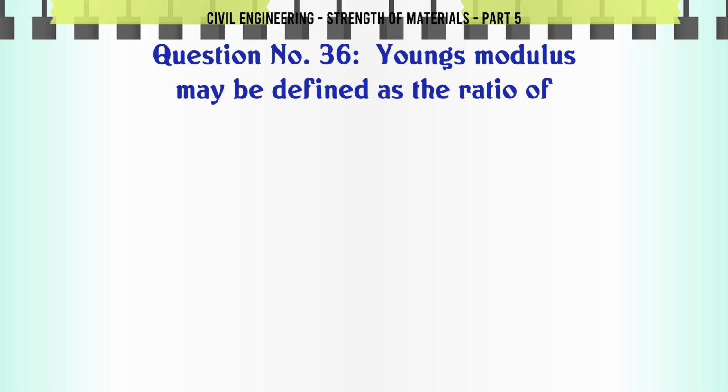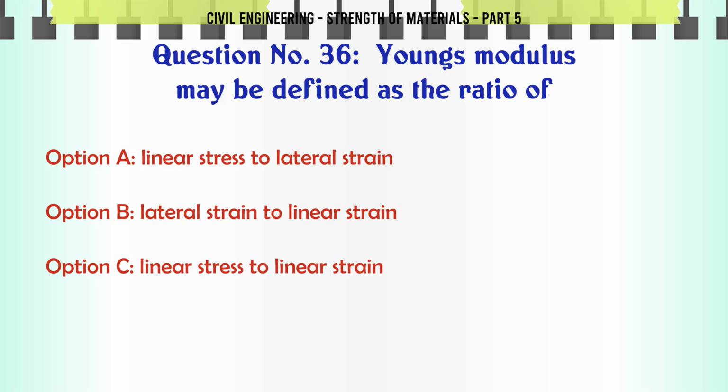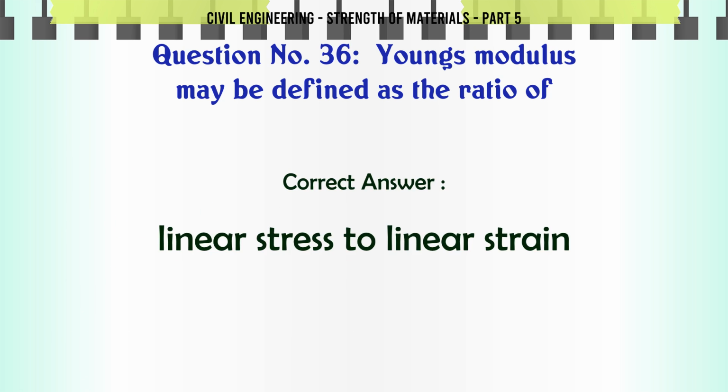Young's modulus may be defined as the ratio of: A. linear stress to lateral strain, B. lateral strain to linear strain, C. linear stress to linear strain, D. shear stress to shear strain. The correct answer is linear stress to linear strain.